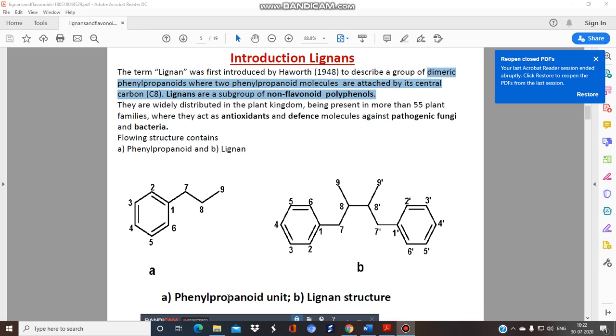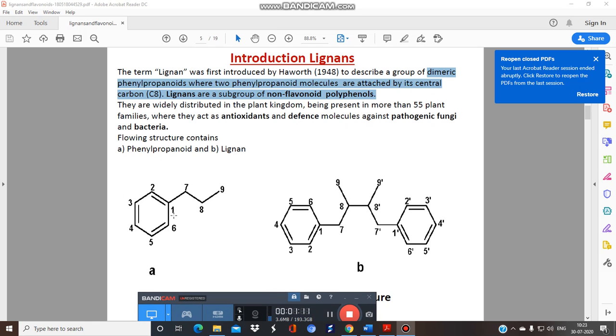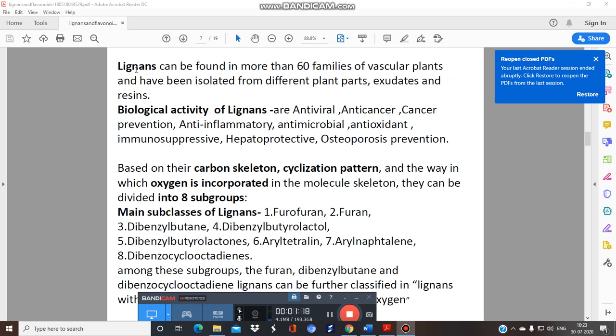Just see this. A is the phenyl propanoid structure and B is the lignan, when two phenyl propanoids are joined together by this central C8 carbon. So where do we find these lignans? Lignans can be found in more than 60 families of vascular plants that have a xylem and phloem, and they have activities like anti-cancer, antiviral, anti-inflammatory, antioxidant, immunosuppressive. So they are also frequently used.